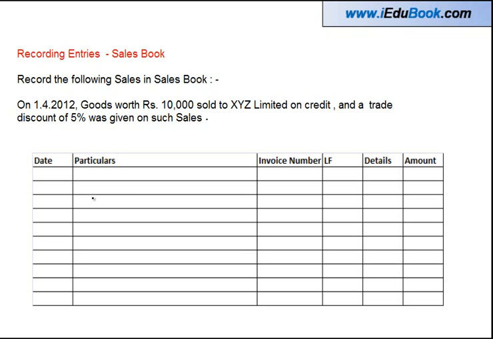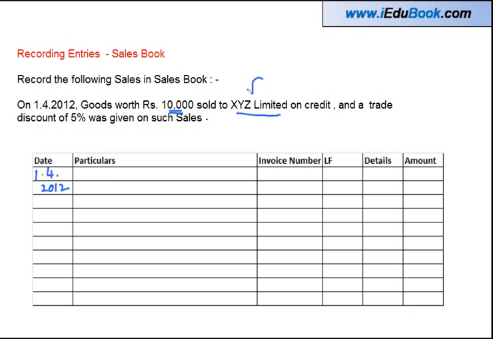Recording entries in the sales book. Recording the following sales in the sales book. On 1/4/2012, goods worth rupees 10,000. The price is 10,000, sold to XYZ Limited.